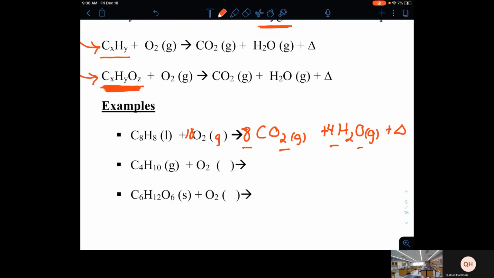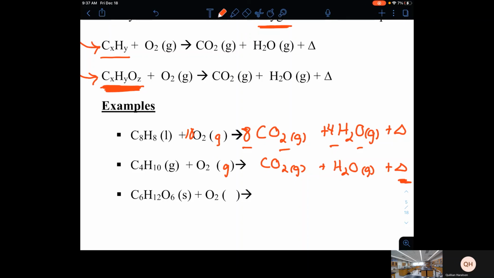For the next one, I've got C4H10. Now, this is called butane. It's the same butane that you'll find in a cigarette lighter. And if you give that cigarette lighter a small spark, then the butane will react with the oxygen, and what you're going to end up producing is CO2 gas plus H2O gas, plus you'll produce delta right here again. And once again, this is going to be the heat that's coming off in the form of flame, from that butane cigarette lighter.